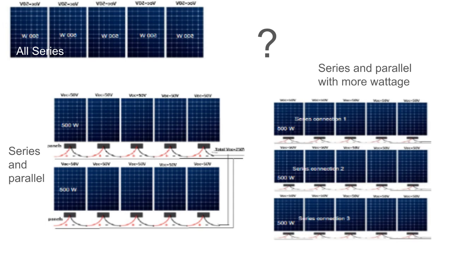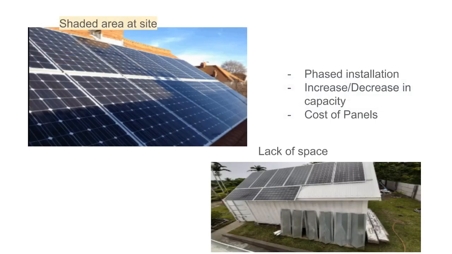to use. PCU manufacturers give flexibility in terms of input panel configuration so that different constraints can be addressed with changes in design. The design depends on different aspects like shaded area during installation, lack of space to accommodate all panels, customer asking for phased installation, future expansion, decrease in capacity, and cost of panels, which are some reasons.